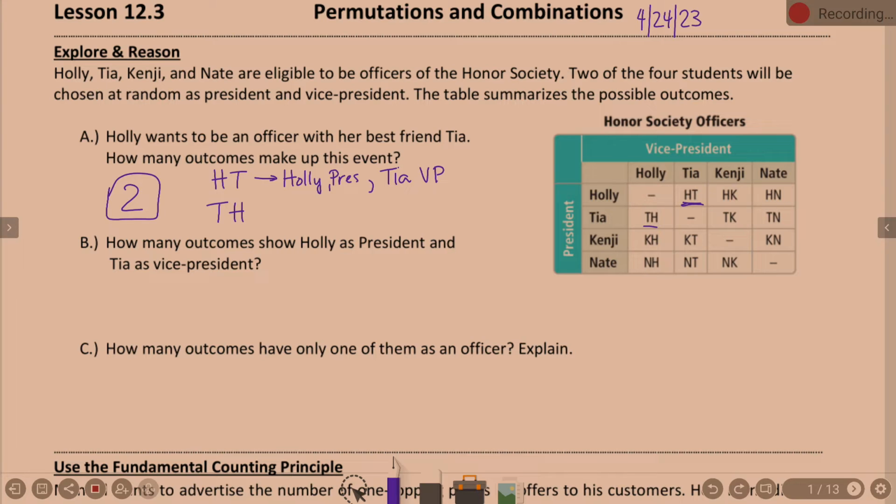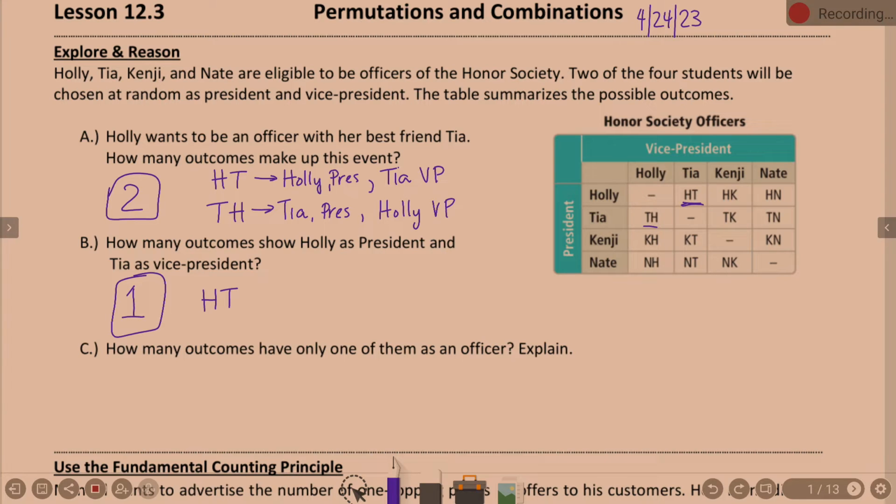And so that means TH would have represented Tia as president and Holly as VP. So there's only one that shows Holly as president, Tia as vice president, and that was HT.